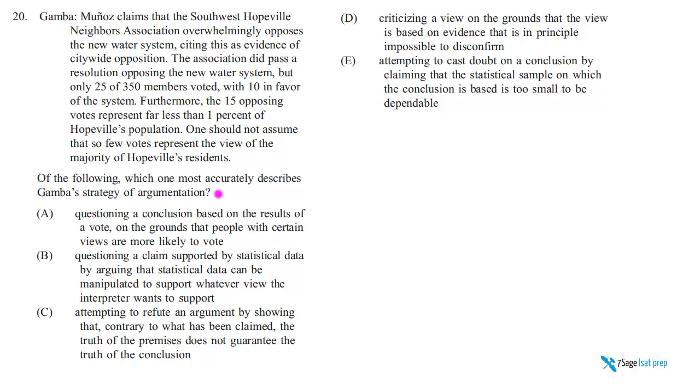This is what we call a method of reasoning question. This one, the question sentence says, of the following, which one most accurately describes Gamba's strategy of argumentation? So we just quickly take a scan at the answer choices. You see that every single answer choice begins with a verb, and that's because what we're trying to describe is what the argument is doing. Is the argument questioning a conclusion?